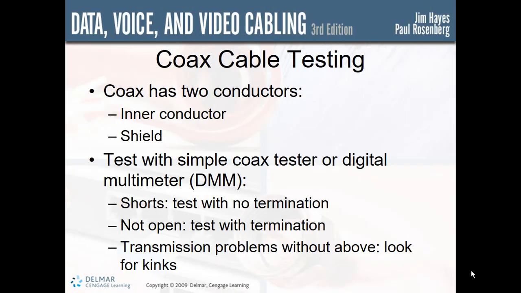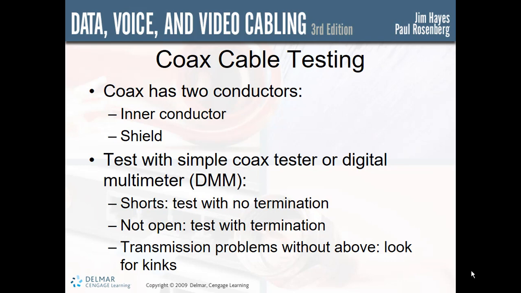Now, what's important to understand is that coax has only two conductors. It's got the inner conductor and also the shield: continuity and no shorts. So this can be tested by a simple coax tester or a digital multimeter. With the digital multimeter, testing the cable with no terminations will tell if the cable is shorted, and testing with it terminated will tell whether or not it's open. Now, if the cable passes these tests, it should work with most applications.